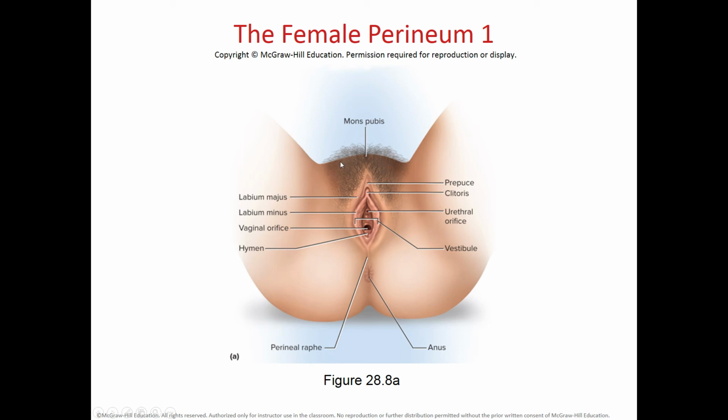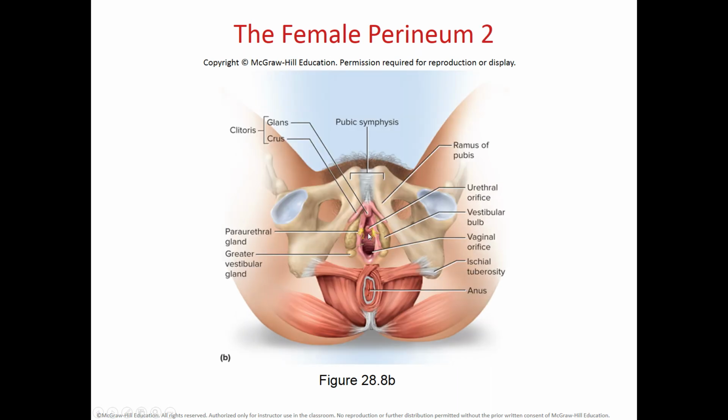So we have the mons pubis here. Here we have the prepuce of the clitoris. We have the clitoris in here. And then we have the external urethral orifice in here. Sorry, it's in here. And then here is the labia minora and labia majora. And this space is called the vestibule. And then here is the vaginal orifice. And in here we have the openings for the vestibular glands. So here is the location of the vestibular glands.